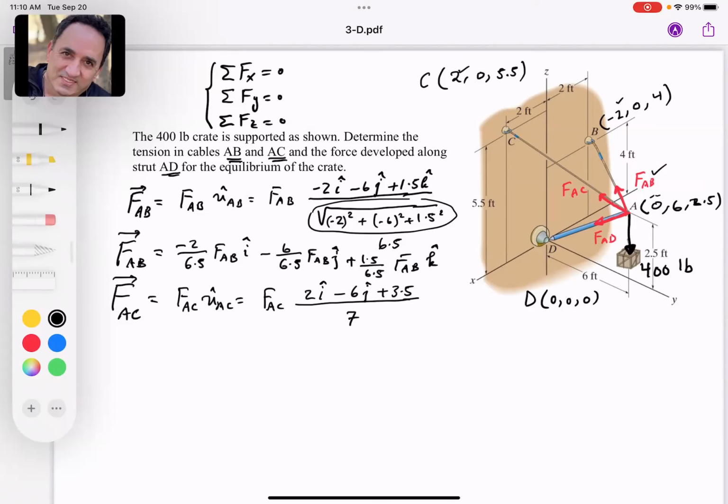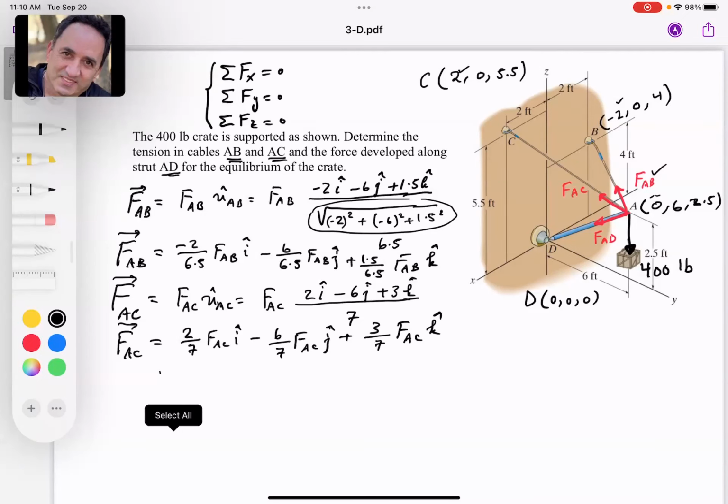Let's check. I'm sorry, 5.5 minus 2.5 is 3. So let me clean this up for you. So that's 3k. I forgot to put the k value there. All right, so it becomes 7. So FAC vectorially is 2/7 FAC i minus 6/7 FAC j, and then plus 3/7 FAC k.